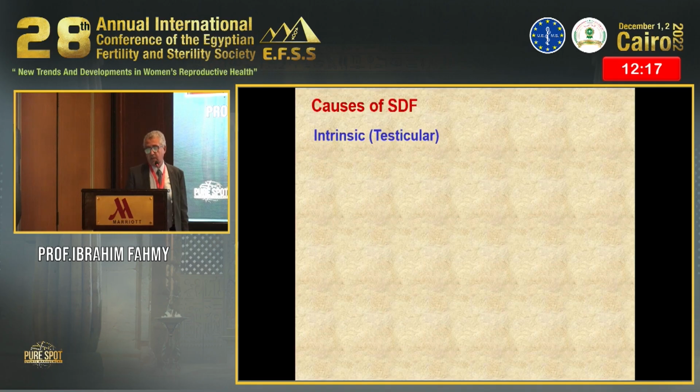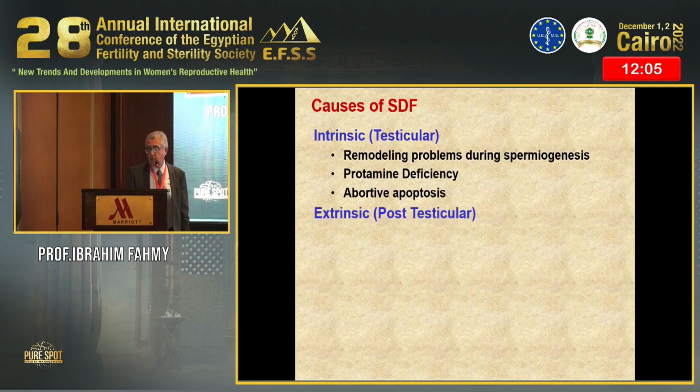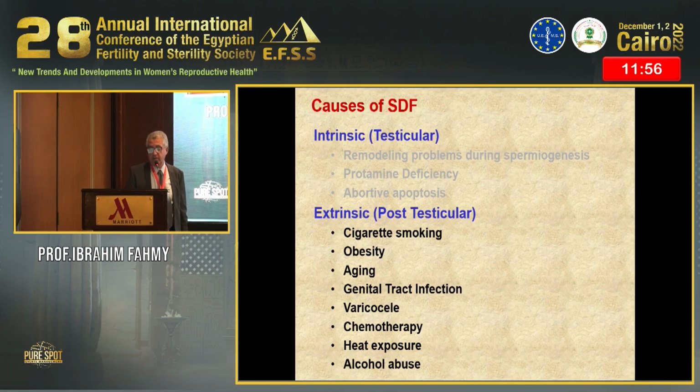What causes sperm DNA fragmentation? It might be intrinsic during spermatogenesis, or extrinsic, which we call post-testicular causes. Remodeling problems during spermatogenesis, protamine deficiency, or abortive apoptosis will lead to SDF. And for extrinsic causes, there are a lot of things which we are familiar with in andrology. Cigarette smoking is one, and obesity, aging, genital tract infection, varicocele, chemotherapy, heat exposure, alcohol abuse, and there are other things. All this acts through producing excess reactive oxygen species, and this will lead to DNA damage.